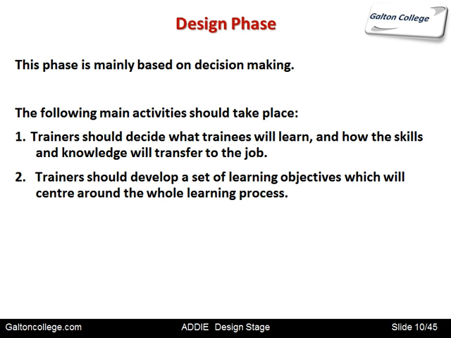The trainers should develop a set of learning objectives which will center around the whole learning process. The whole learning process is important. The course will perhaps be a one-day course, or it could be 1 day per week over a certain period of time, or whatever the company decides. But the trainers must have some set objectives, learning objectives, which will cover the entire course.